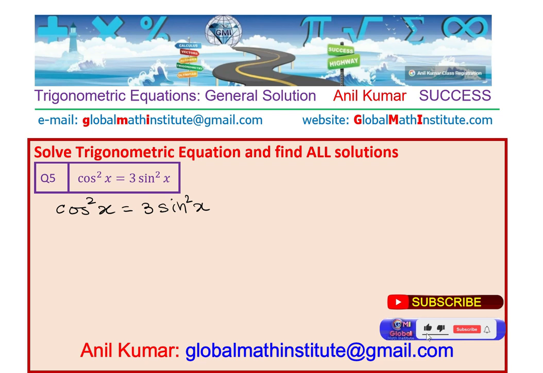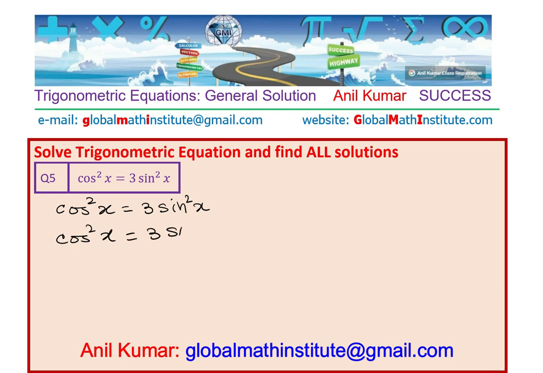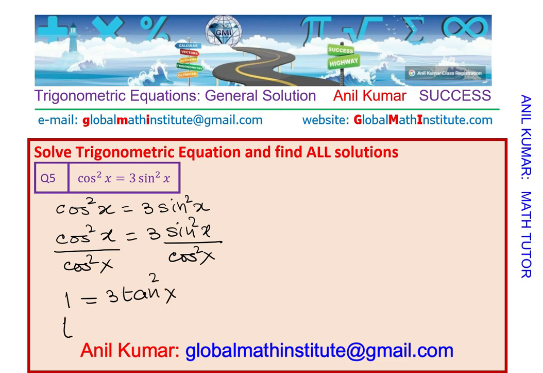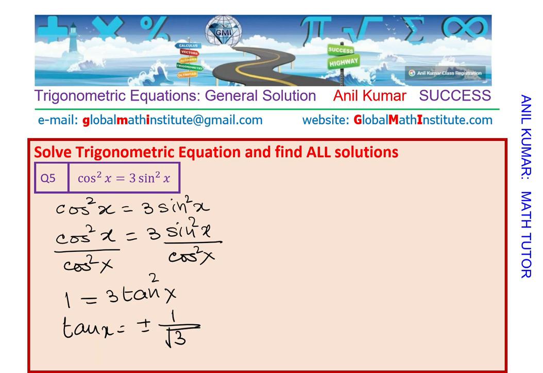Let me show it like this. I'll add a step here, okay? So we'll divide by cos square x on both the sides. So we have 1 equals to 3 tan square x. Or you can say tan x equals to plus minus 1 over square root 3. Clear? So we'll divide by 3 and then square root. Whenever you do square root, you have to write plus and minus, right?